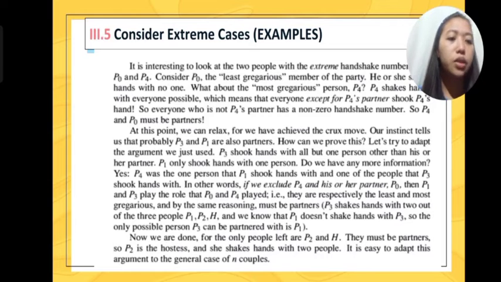So P3 shakes hands with 2 out of the 3 people, P1, P2, and the host or H. And we know that P1 doesn't shake hands with P3. So the only possible person P3 can be partnered with is P1. Now we are done. For the only people left are P2 and H. They must be partners. So P2 is the hostess and she shakes hands with 2 people. It is easy to adapt this argument to the general case of n couples.